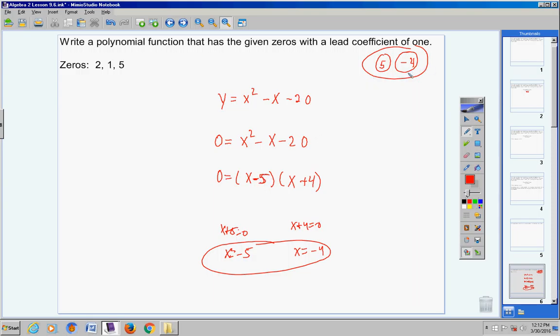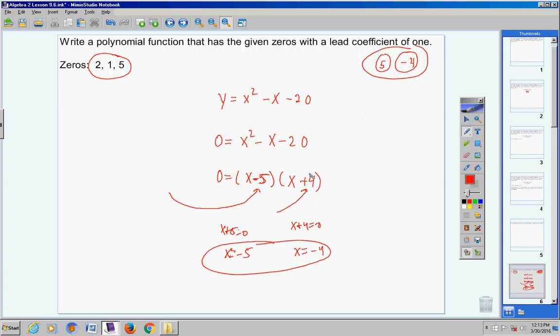Okay, now your 0 is 5, but notice in the parentheses we have a negative 5. Opposite. Notice your 0 is negative 4, but in the parentheses we have a positive 4. That's always going to happen. Always. So if I ask you to write a polynomial function and I give you the zeros, can you not just change the signs of the zeros and put them back into the parentheses? Sure you could. Look guys, here's 5, so I have x minus 5. Here's negative 4, I have x positive 4.